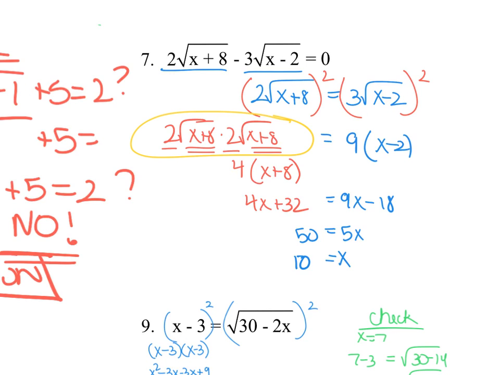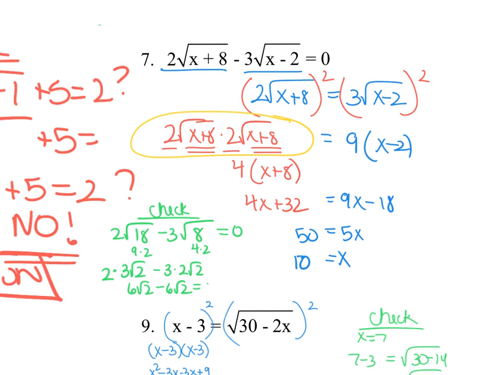Do not circle your answer yet. You have to check your work. You can check it by plugging it in. You get 2 times the square root of 10 plus 8 minus 3 times the square root of 10 minus 2. And you might be thinking, that doesn't equal 0. Yeah, right now it doesn't look like it does. But remember, square root of 18 is 9 times 2, which gives you 3 radical 2. 8 is 4 times 2, which gives you 2 radical 2. So you get 6 radical 2 minus 6 radical 2. That does equal 0. So x equals 10 does work.